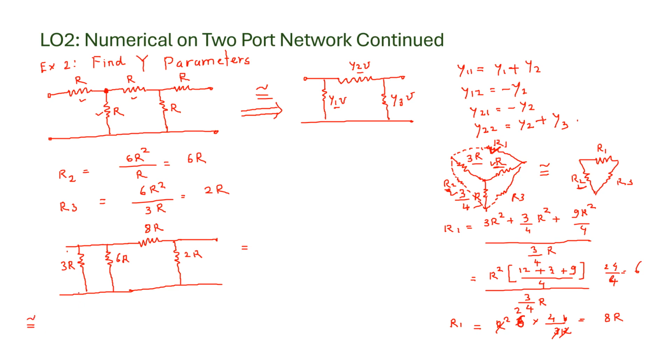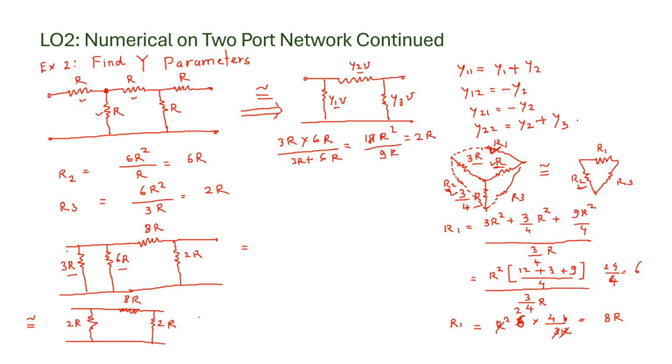Now we can reduce this network to a simpler form. Write it over here. Now these resistors 3R and 6R are in parallel, so we can combine them into one resistor. So we will have this resistor here and one more resistor here. This is 8R, 2R, and if you combine this, the parallel combination is 3R into 6R divided by 3R plus 6R. It will be 18R square divided by 9R, so it will be 2R.